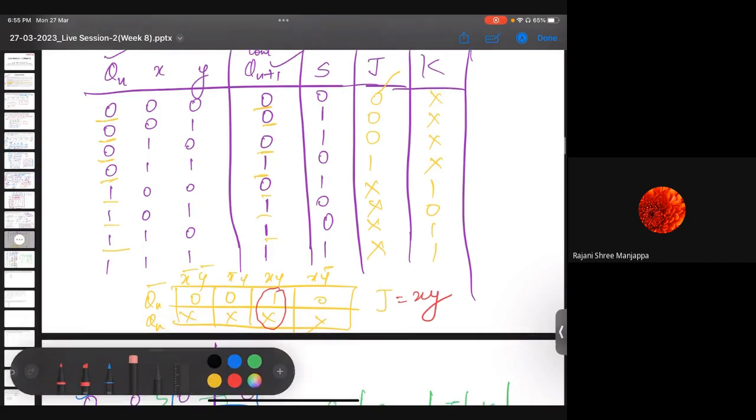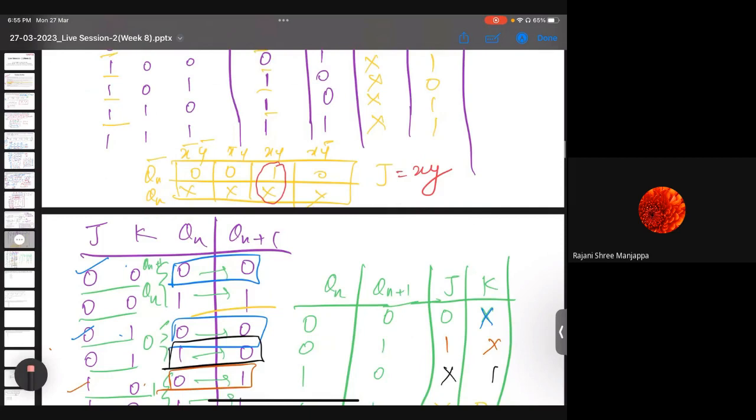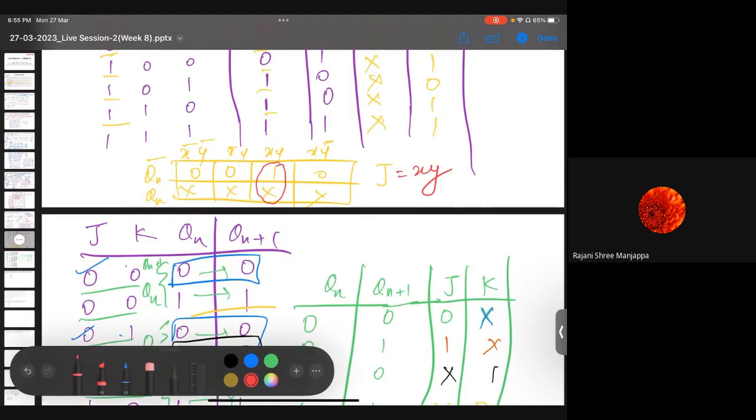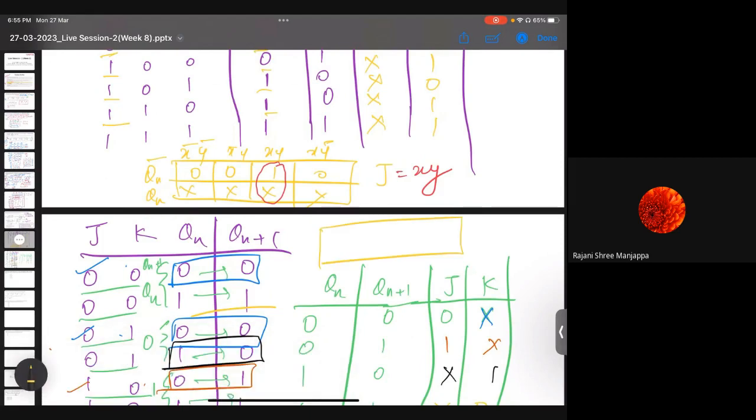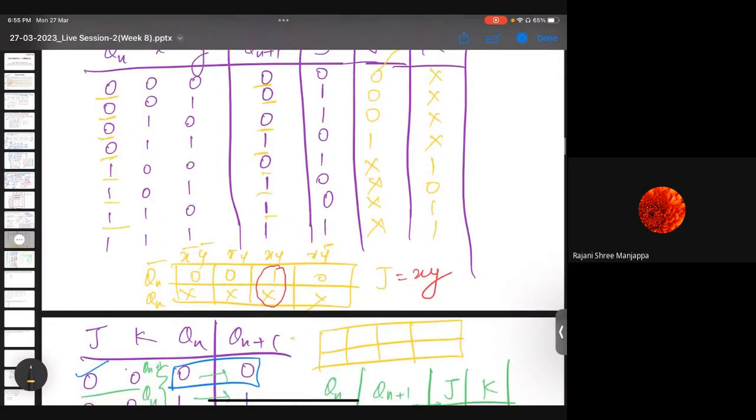Now I'll write for K. Can you tell me the expression for K? You can make the K-map and tell me what you are getting. So it is X, X, X, X, then 1, 0, 1, 1.